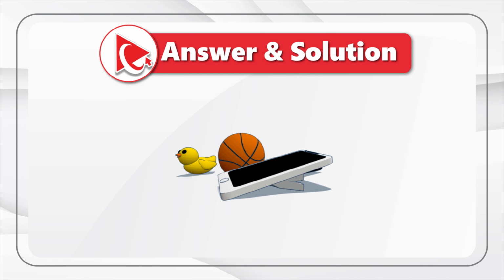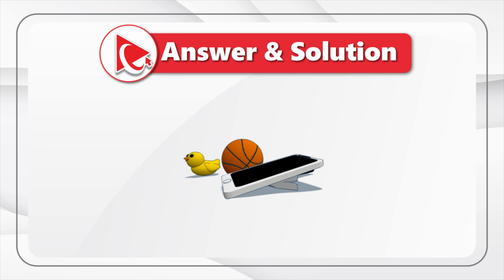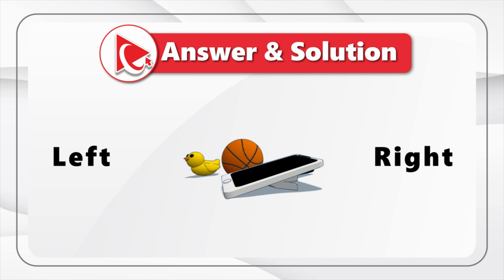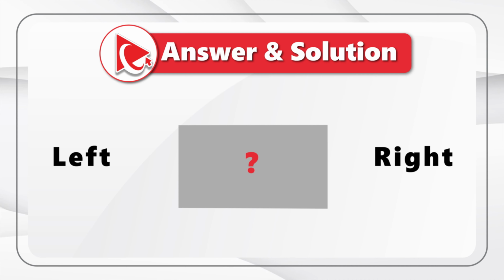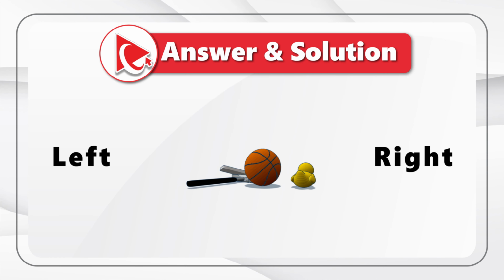So let's go back to the duck. If you look at the original image, you see that the duck is looking to the left, and it is on the left side of the ball. Which means that if we look from the opposite side, the duck will be looking to the right and would be on the right side of the ball.